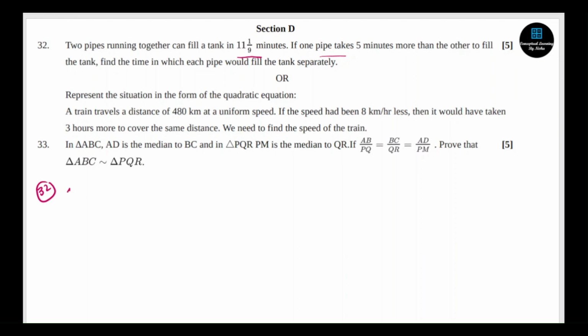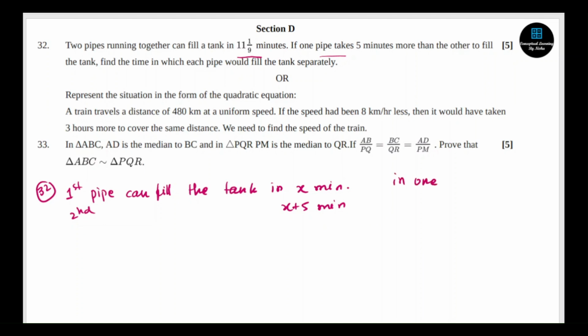So the first pipe can fill the tank in x minutes. The second pipe, you have to write everything, takes x plus 5 minutes. Alright. So what you can say in 1 minute, the tank filled is 1 over x, and for this it is 1 upon x plus 5.